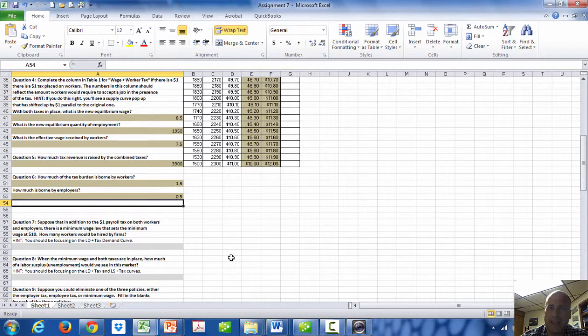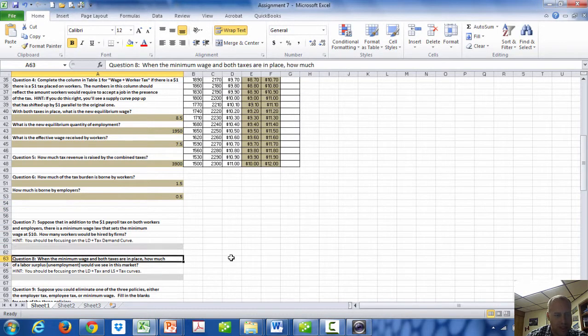What you can see then is that the tax burden is not distributed evenly, despite the fact that they are each facing a $1 statutory rate for the tax. What happens is wages fall by more than $1, and the wages collected fall by more than $1, and the wages paid rise by something less than $1 for employers.